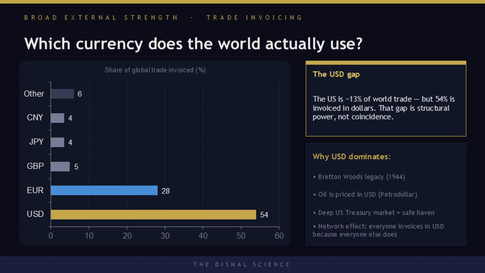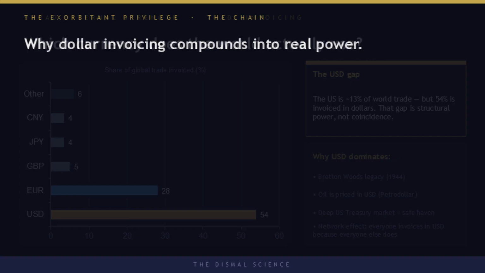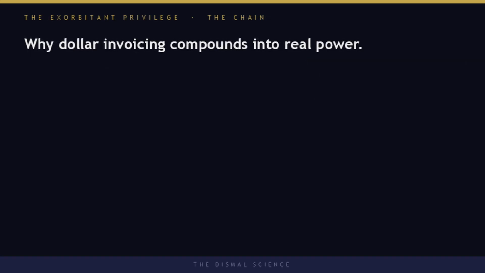And that gap is structural power. Explaining why the US dollar became so dominant in world trade deserves a video of its own. But to keep it short, it stems from Bretton Woods in 1944, from the petrodollar arrangement where oil is priced in dollars, and from the depths of the US Treasury market. On top of that, we have a simple network effect. Everyone invoices in dollars because everybody else also does. So 54% of world trade is in dollars. Okay, so what? Why should you care?